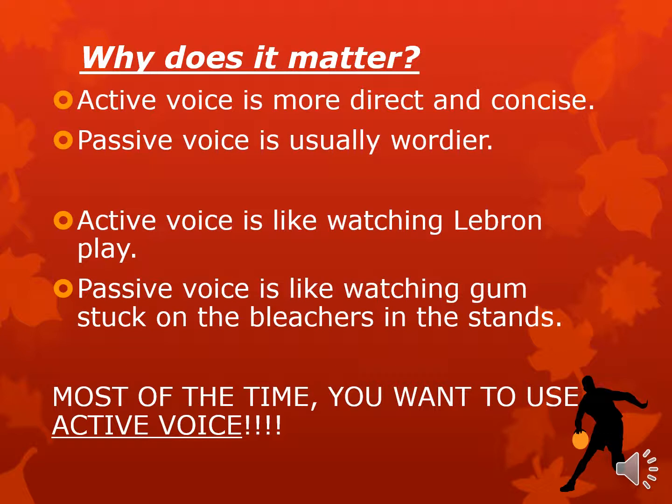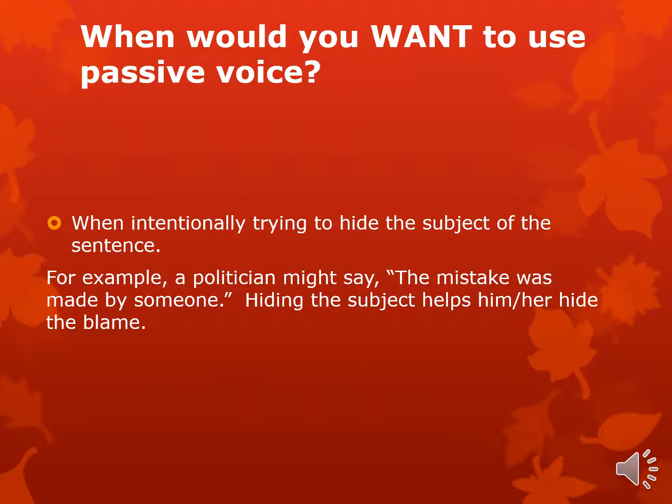Active voice is like watching LeBron. So when would you want to use the passive voice? Here, intentionally trying to hide the subject of the sentence. For example, the politician might say, the mistake was made by someone. We don't want to know who made the mistake. That's why it is hidden.